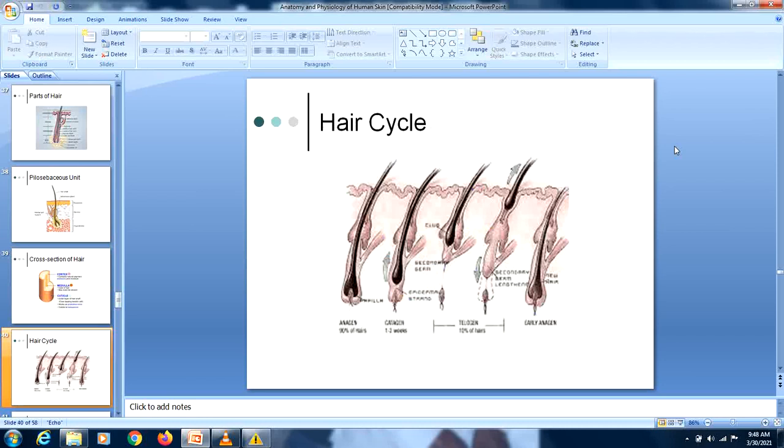Hair cycle is basically the hair growth cycle. The first phase, in which cell growth and hair growth occur, is the anagen.